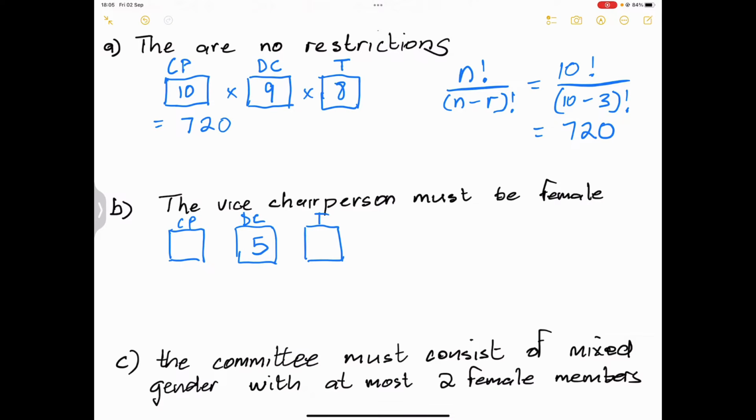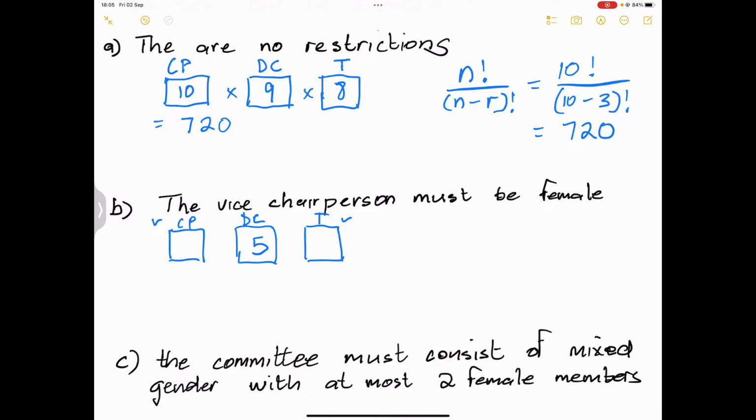So in this case, we can have a chairperson being a male, so we can have this one being male and that one obviously would choose from the rest. It really wouldn't matter. So we know we can look at the possibility where the chairperson is a male.